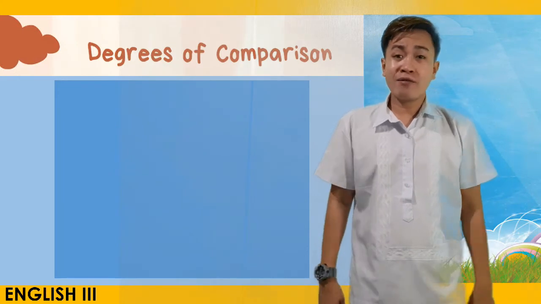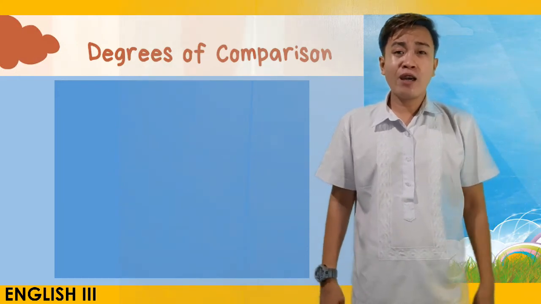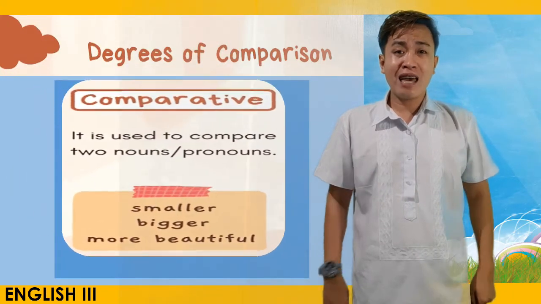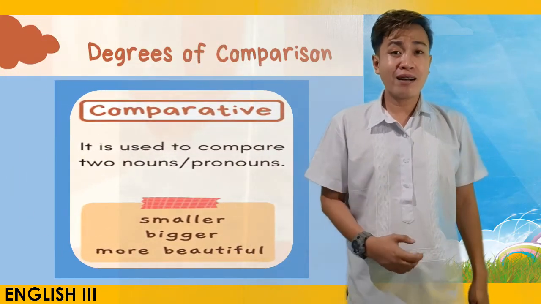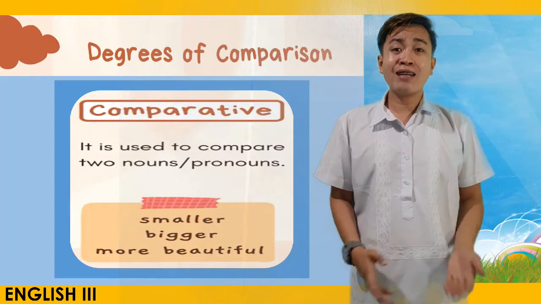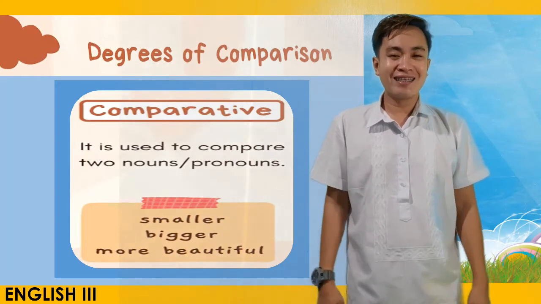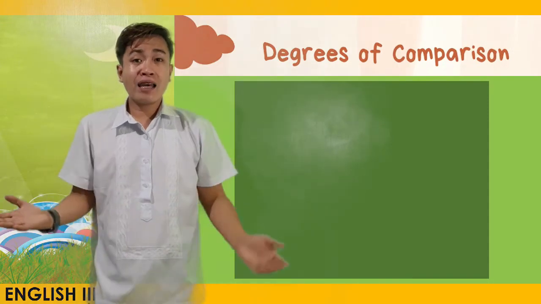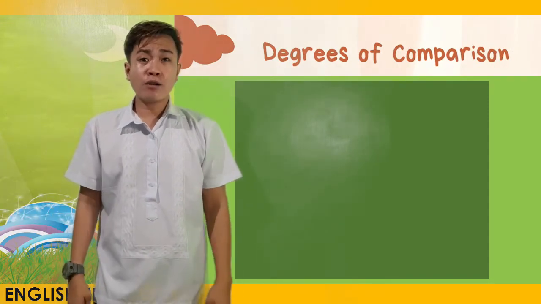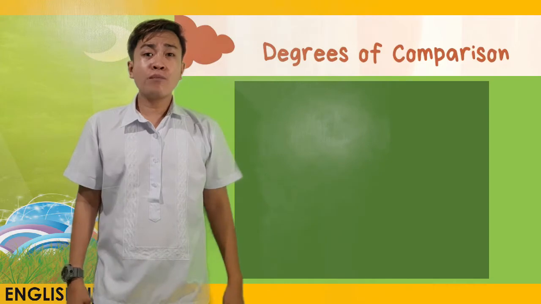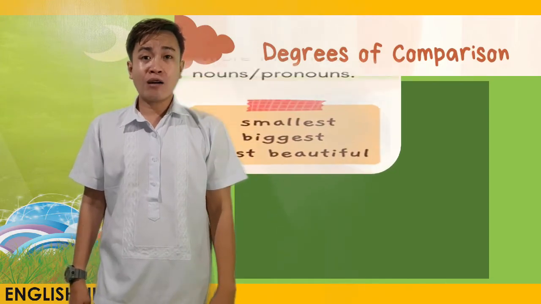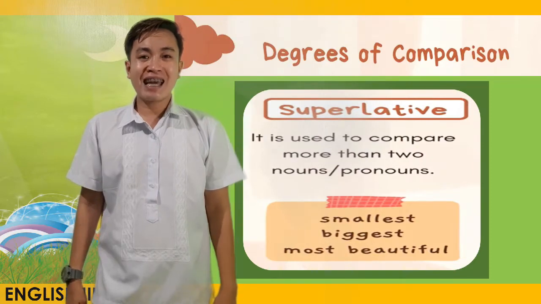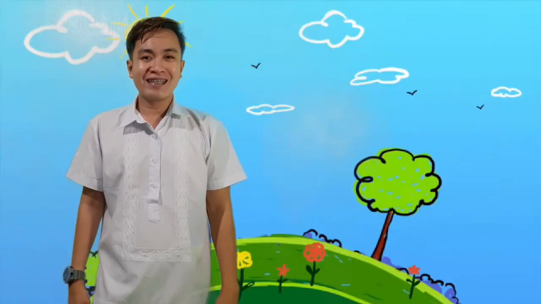While in comparative degree of comparison, you are comparing two nouns or pronouns. Example, smaller, bigger, and more beautiful. While in superlative degree of comparison, you are comparing more than two nouns or pronouns. For example, smallest, biggest, and most beautiful.